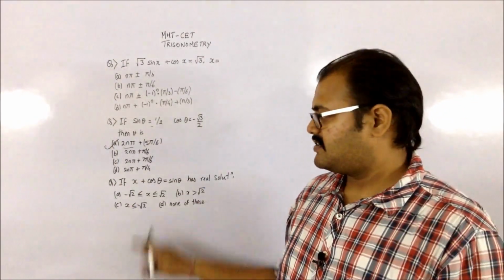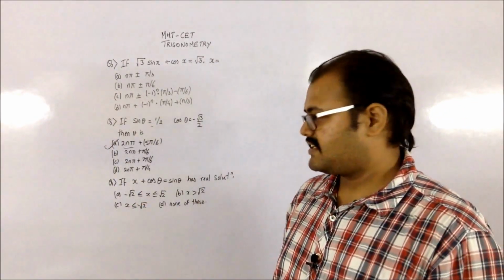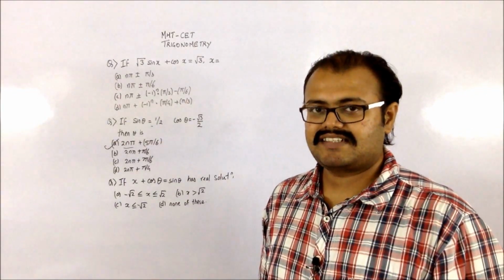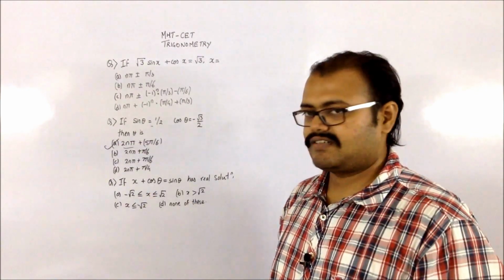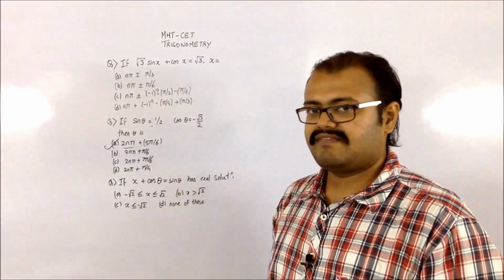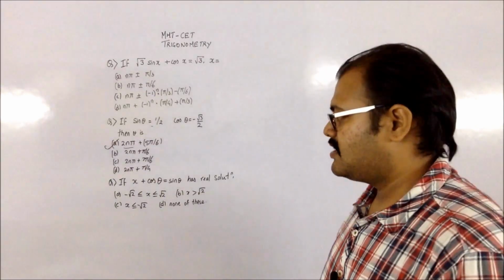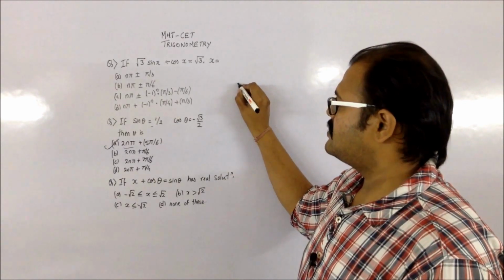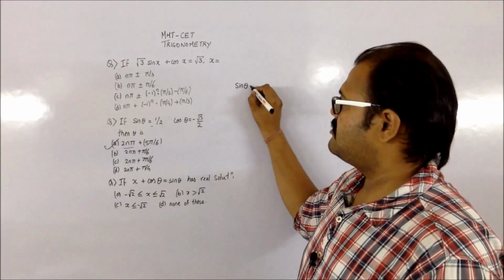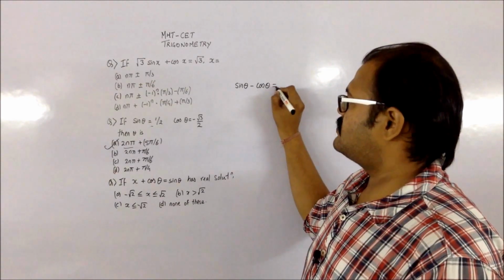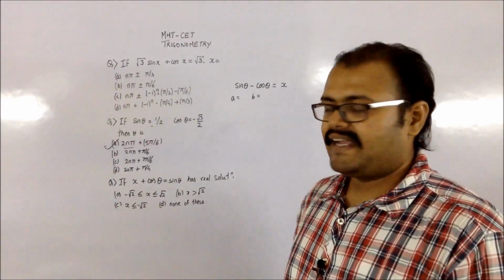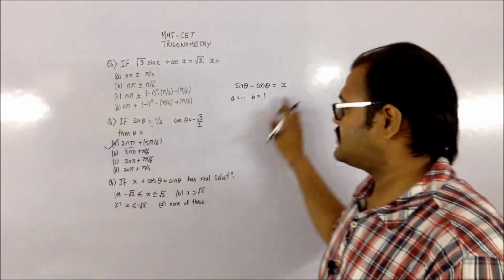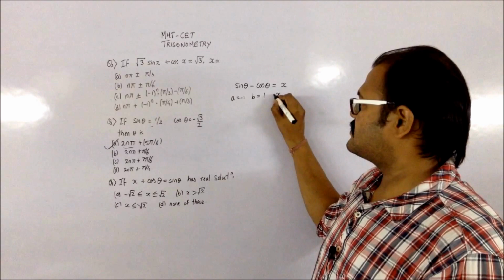Moving on to the next one, you have x plus cos theta equals sin theta, which will have a real solution. So that means that the solution should exist for this particular equation, and I need to find what should be the value of my x. So what I have to do is basically I have to rewrite the equation in the general form. So that's going to be sin theta minus cos theta equals x. So I am having my A term as minus 1 and B term as 1. So in this case my C is basically my x.